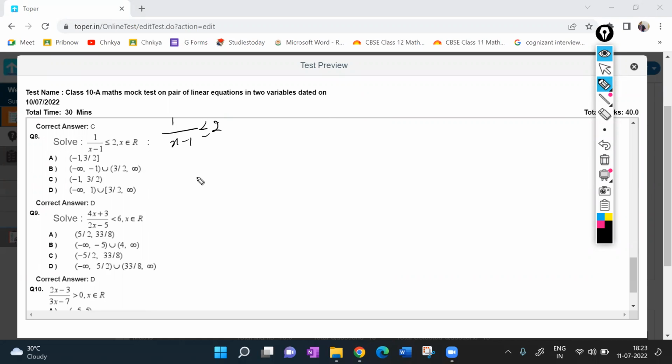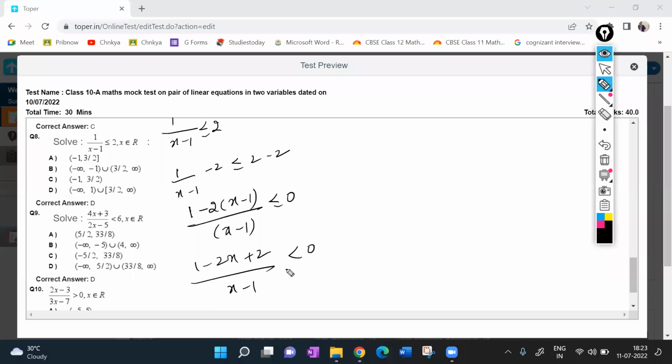Okay. So 1 by x minus 1 less than or equal to 2. How can I solve this? What you do is simply subtract 2 on both sides. Why do we need to do that? I'll tell you now, you'll realize why. So that my right hand side becomes 0. Now 1 minus 2x plus 2 divided by x minus 1 less than or equal to 0. So minus 2x plus 3 all divided by x minus 1 less than or equal to 0.